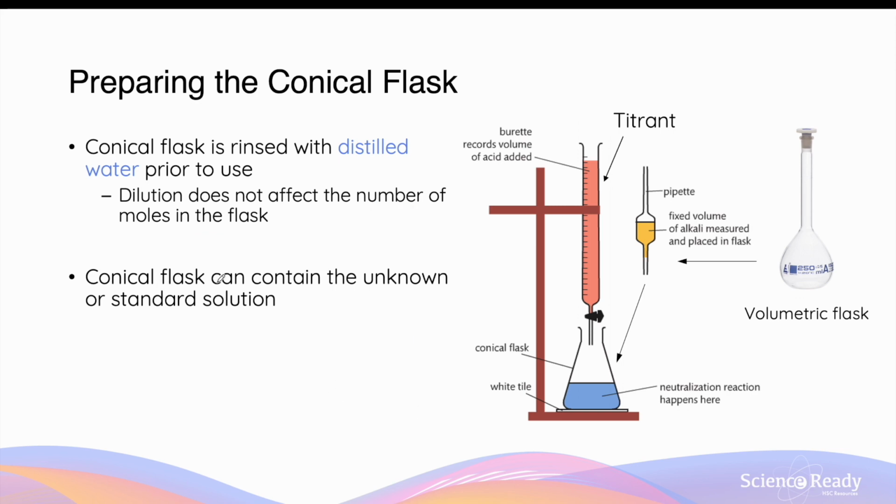The conical flask can either contain the unknown solution or the standard solution. In our example, the burette will contain the unknown acid solution, so the conical flask will contain the base standard solution. However, the opposite can also work. The burette can contain the base standard solution, while the conical flask can contain the unknown acid solution.